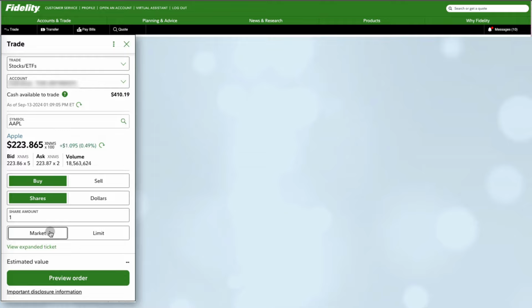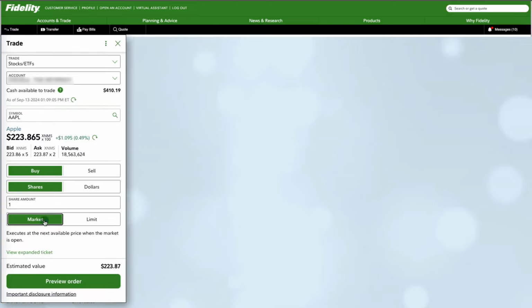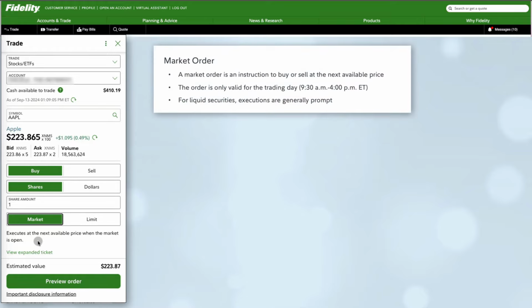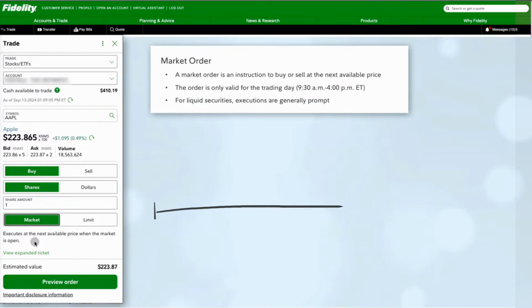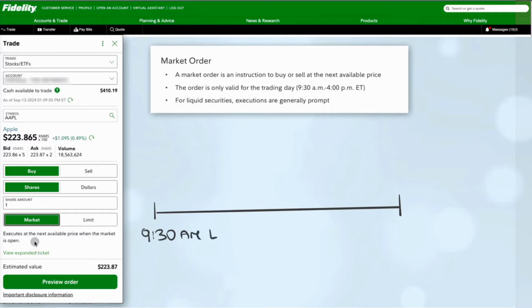Next, I need to decide whether to buy that 1 share of Apple stock using a market or limit order. A market order tells Fidelity to buy the stock at the next available price. A market order stays active only for that trading day and usually results in a quick purchase.